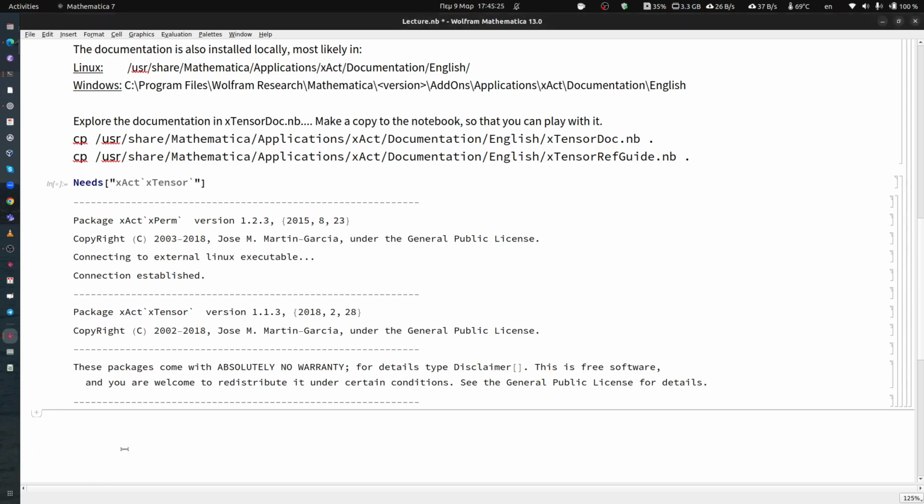There is a lot of documentation online which you can access with the usual Mathematica mechanism for getting information. So for example, if you know a function, you can type a question mark, the name of the function, and then Shift-Enter.